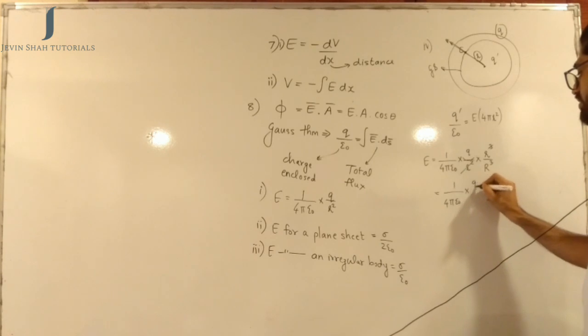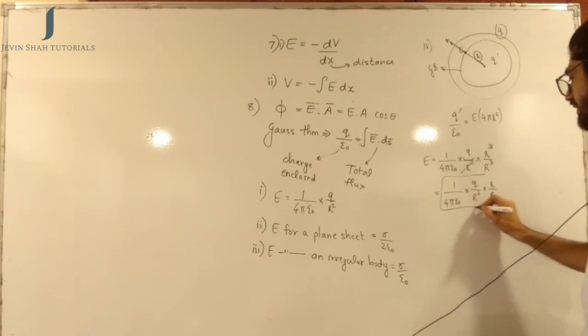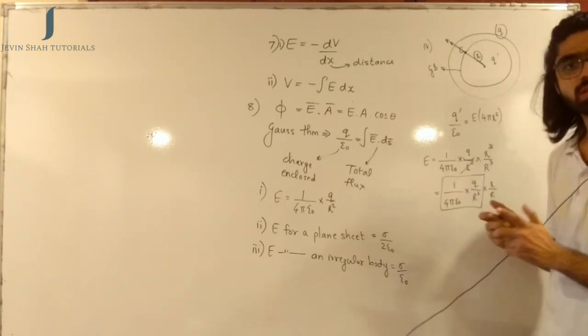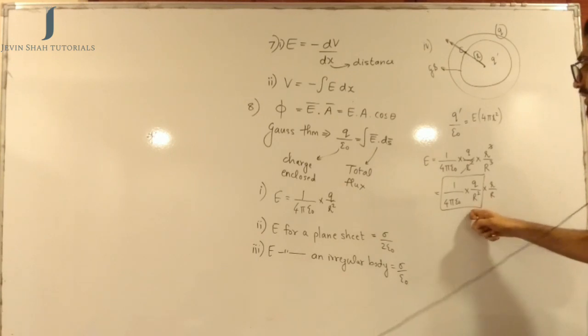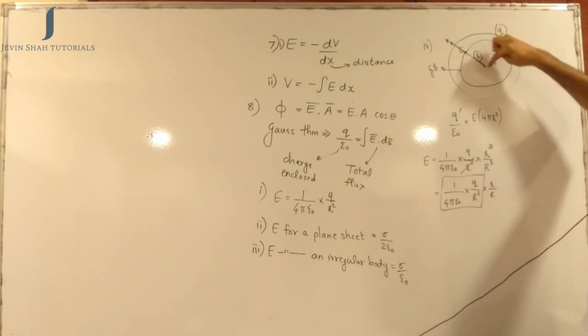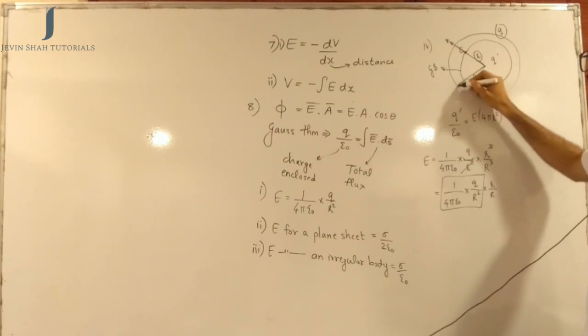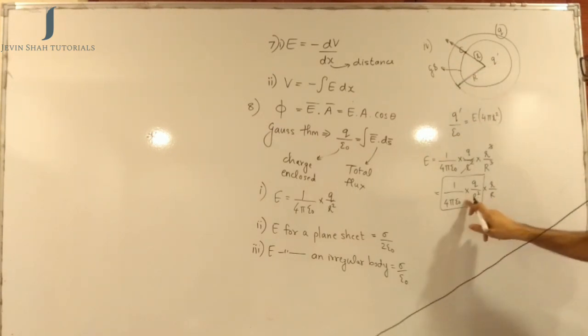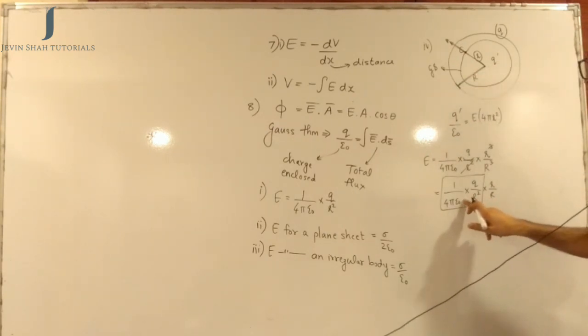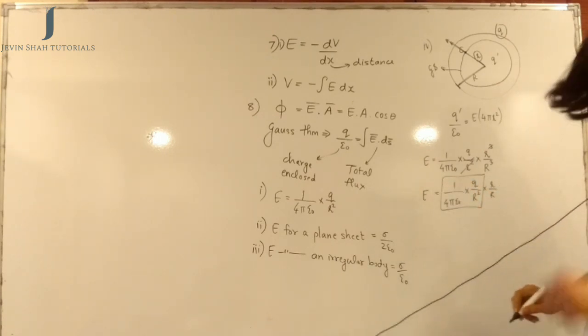You can write it as Q by R square into r upon R. Because if you realize, this was the electric field intensity but at the surface. Now why do I call it at the surface? Because see, in place of r you have capital R, and capital R means the radius of the bigger sphere, the radius of the original sphere that you had. So capital R means you are at the surface. So this becomes the value of E at the surface, and that multiplied by small r upon R will give you the electric field intensity inside the sphere.